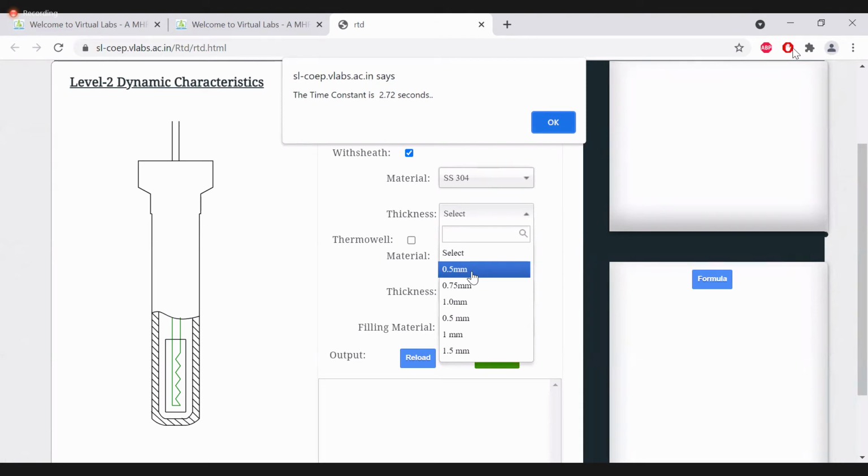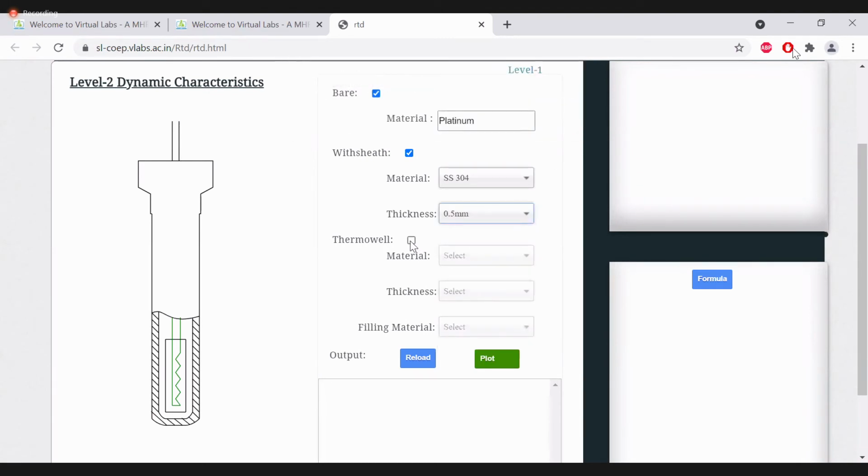So what is the time constant? It is the time difference between accepting the input and producing the output. That is the delay between accepting the input and producing the output. The time delay between these two is called the time constant.